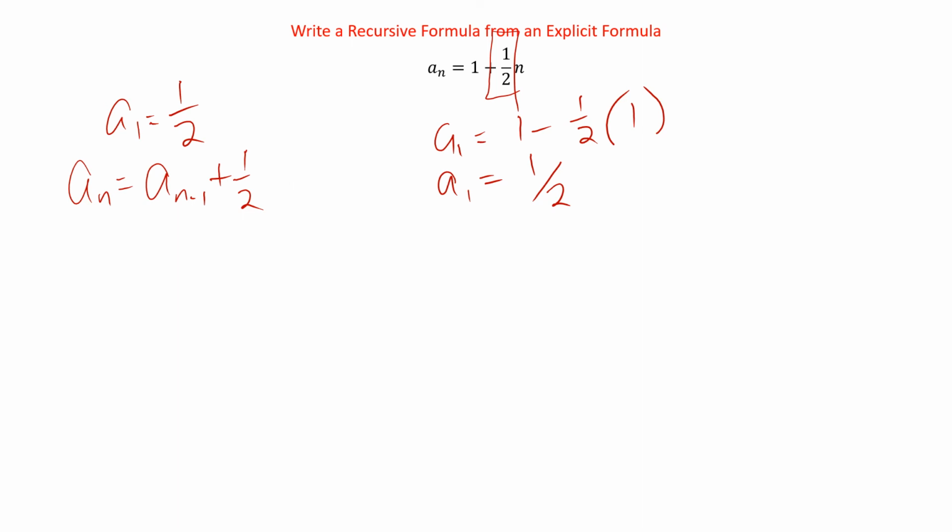So recursive formulas are really good if you have to write out the first few terms. So if we wanted to write the first few terms, we start with 1/2. And then each time we're going to add 1/2. So 1/2 plus 1/2 is 1, plus 1/2 is 3/2, plus 1/2 is 2, plus 1/2 is 2.5 or 5/2, etc. So plus 1/2 is 3. And we can keep going from there.